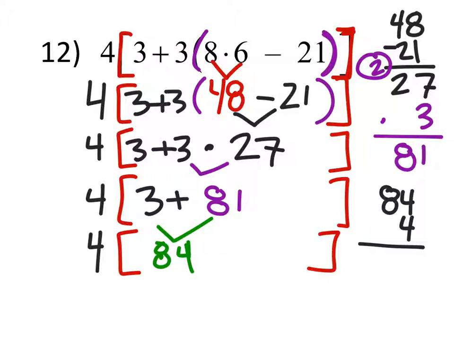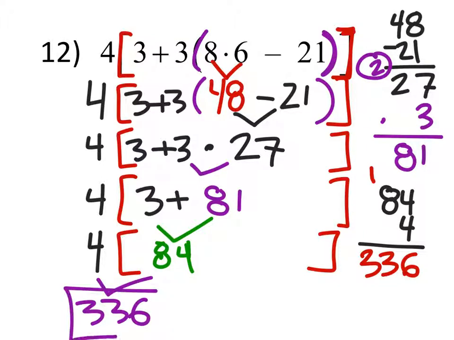So when we do this again, 4 times 4, the 1's values. 4 times 4 is 16. I'll carry the 1 over into the 10s. 4 times 8 is 32, but then I add that 1 to get 33. So 4 times 84 appears to be 336. But again, if I had a calculator with me, I would check all of the stuff that I did there: 8 times 6, 48 minus 21, 3 times 27, 3 plus 81, 4 times 84.